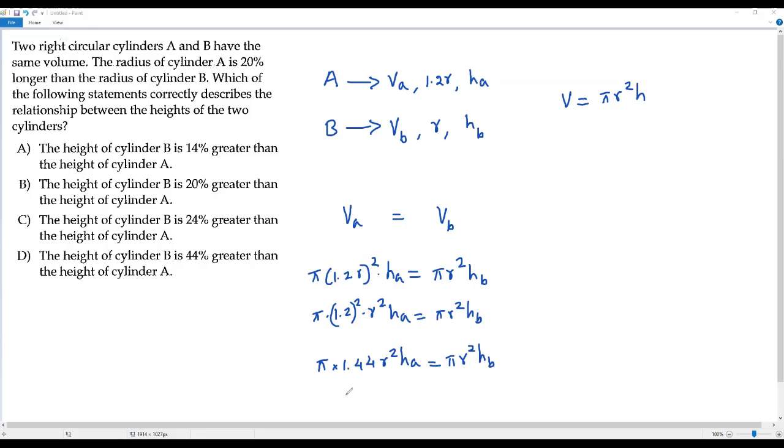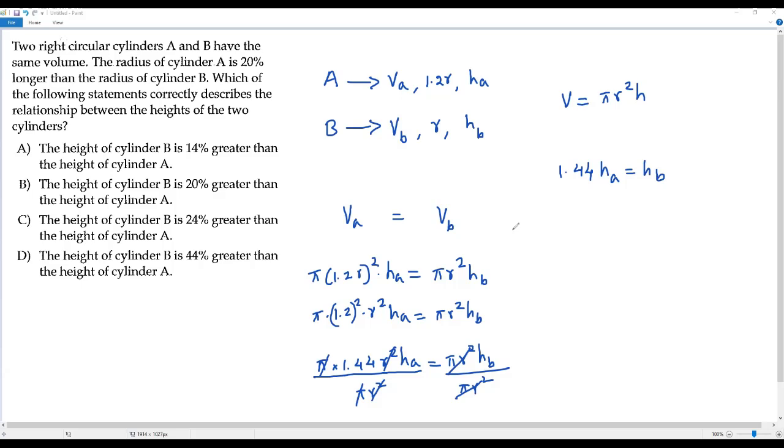Okay, here we find the common factor pi and R square on both sides. So we can divide both sides of this equation by pi R square. Let me do it. So here this pi will cancel, this R square will cancel. Here pi R square will cancel out. Then we get 1.44 times HA equals HB.